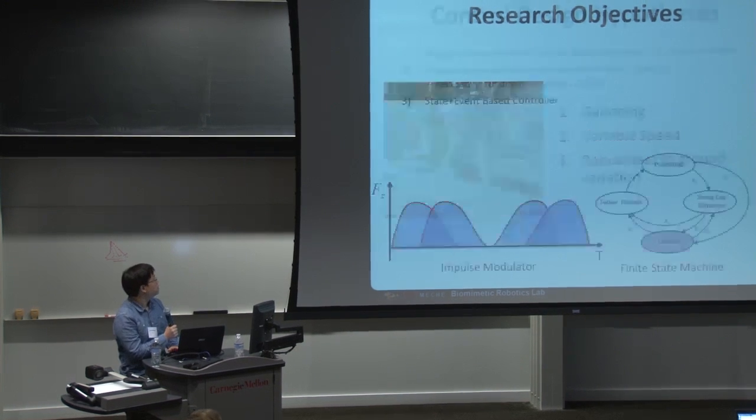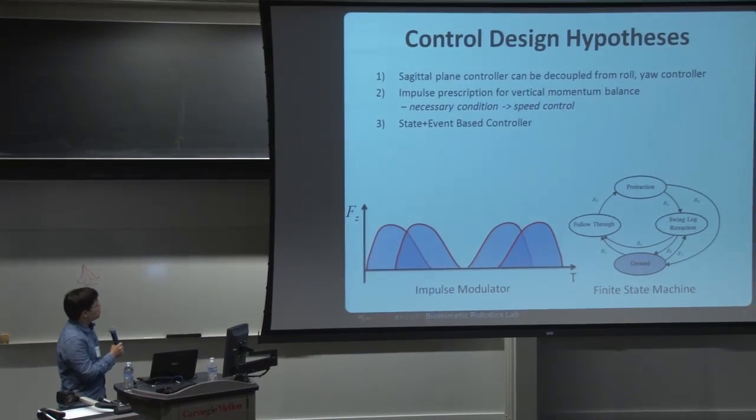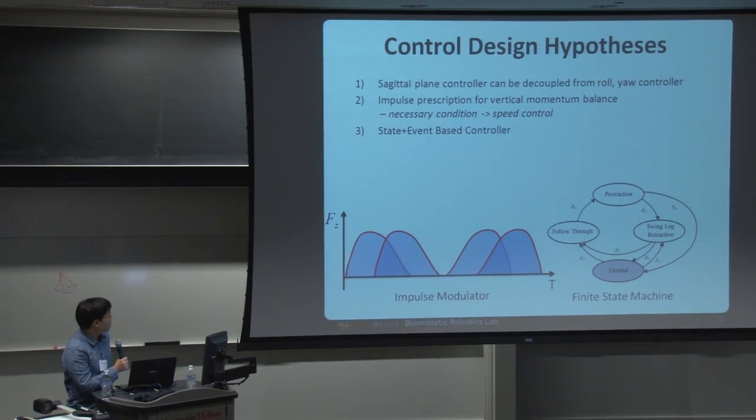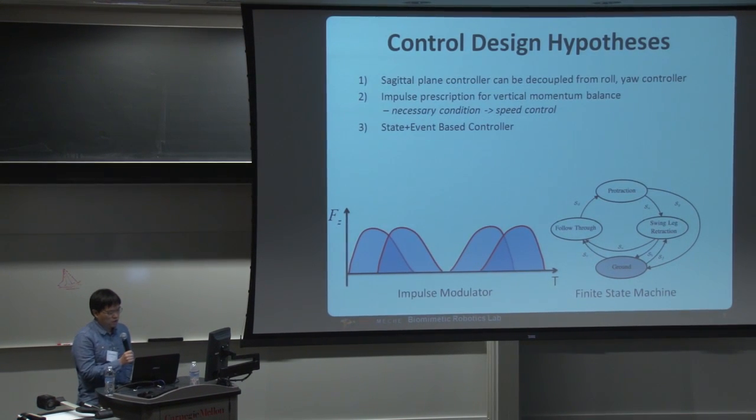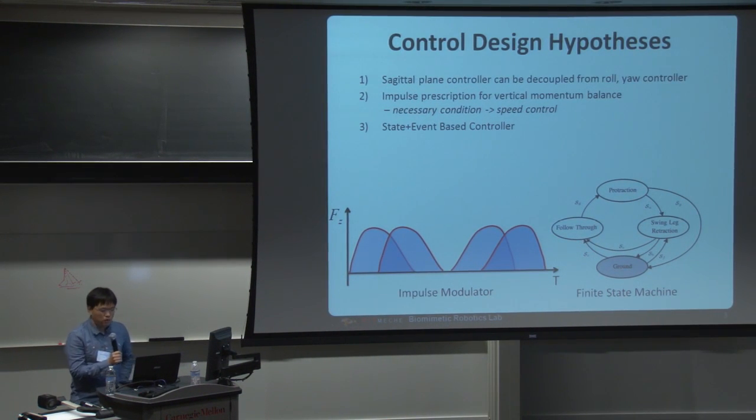So it's simple. Here are our three control design hypotheses to design our controller. The first one is the sagittal plane controller can be decoupled from roll and yaw control. So we can design the sagittal plane controller nicely, and then we can add decoupled roll and yaw controllers later.